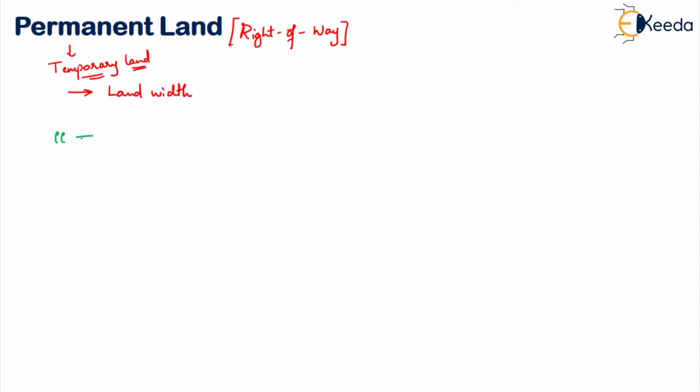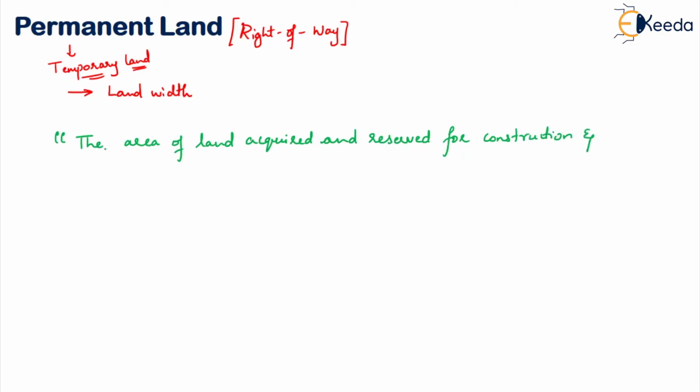So the definition I want to mention here: the area of land acquired and reserved for construction and development of a railway track along its alignment. This is the actual definition. Okay, moving further, the next one is what?